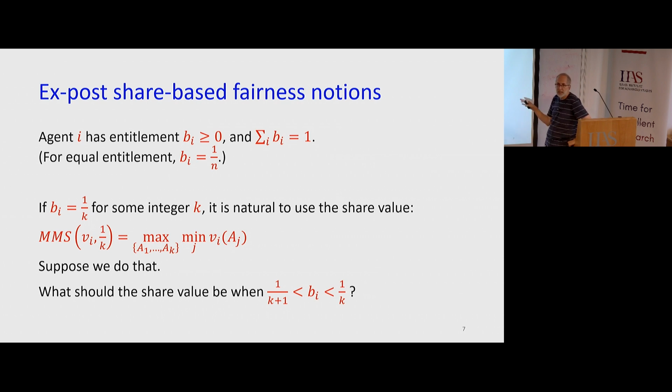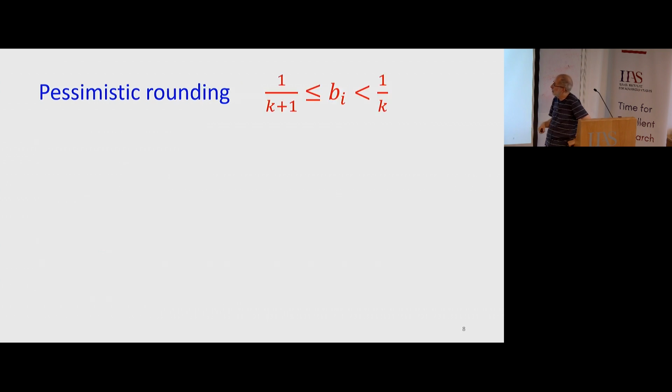So suppose that this is what we actually choose to do, and then the question remains, what would be the share value when your entitlement is not of this special form, but it's something between, let's say, smaller than 1 over k and larger than 1 over k plus 1. What should you do? So the first approach that we'll discuss is you round your entitlement up or down to the nearest 1 over k or 1 over k plus 1. So this is one option.